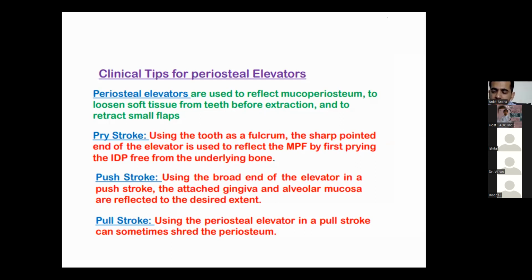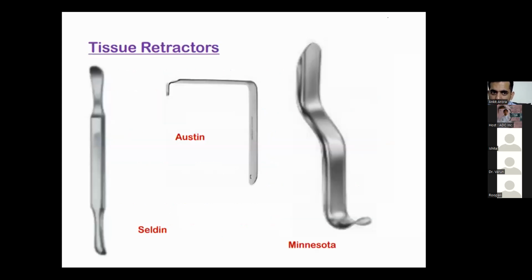And regarding the push stroke, the push stroke uses the opposite side of the elevator, which is broader, and you can push with it so that the attached gingiva and the alveolar mucosa are reflected to the desired extent. This is how the pull stroke would be done, and it can sometimes shed the periosteum. This is how the retractor is used.